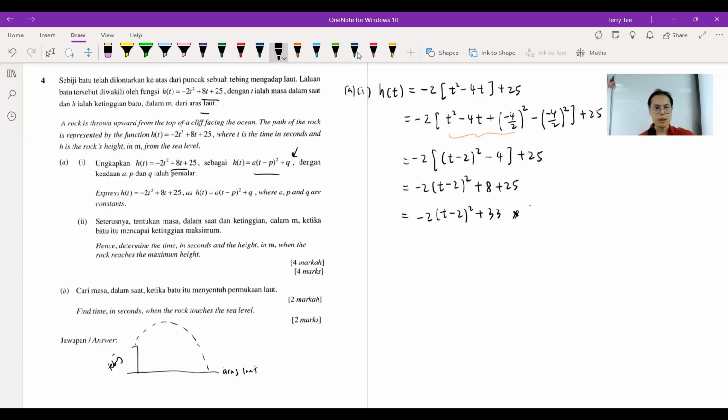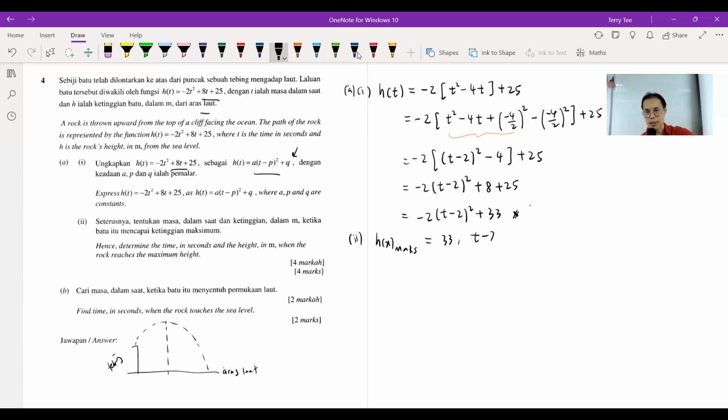Dan seterusnya, tentukan masa dalam saat dan ketinggian ketika batu itu mencapai ketinggian maksimum. So it will go and reach a maximum point here. So we know maximum happens when the one inside the bracket is 0. So okay, maybe I write here. I know it's maximum. So the maximum, or in bahasa maksima, is the one outside, which is 33.